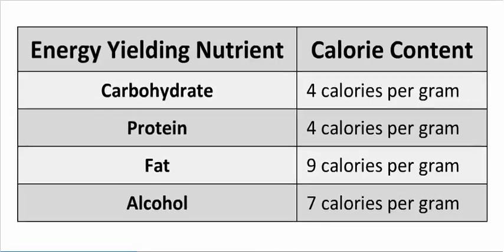When an organic substance such as food is burned, the energy in the chemical bonds is released in the form of heat, which can be measured. This process takes place in a bomb calorimeter and can measure the calorie content of various foods. From this process, the calorie content of the 4 energy-yielding nutrients can be obtained. Carbohydrate, 4 calories per gram. Protein, 4 calories per gram. Fat, 9 calories per gram. Alcohol, 7 calories per gram.